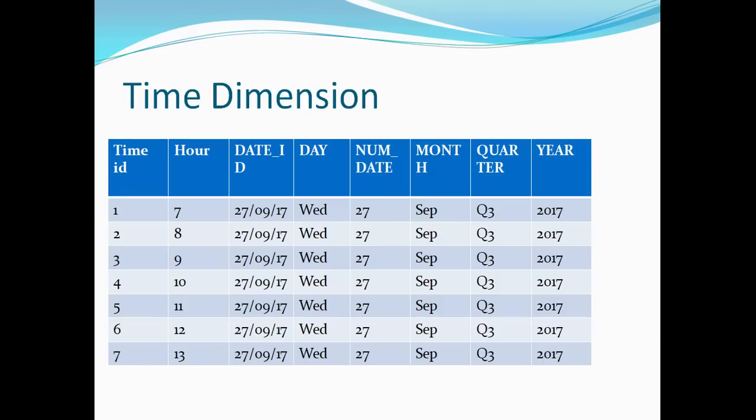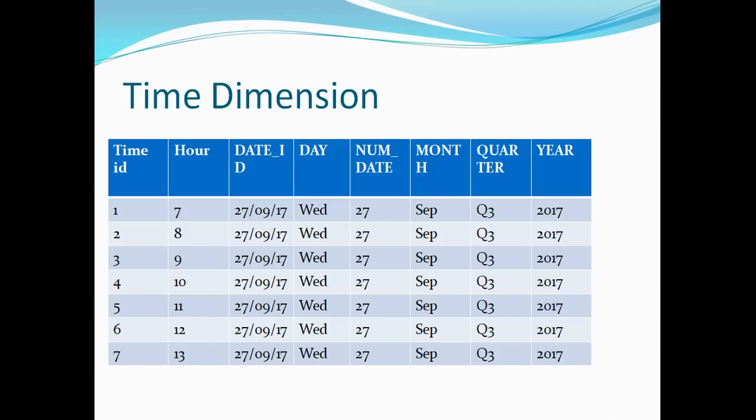For every hour in a day, we are getting a row. So for each day, we will have 24 rows with a unique ID. So the hour is 7, the date is this, and the day is Wednesday. The date is 27, the month is September, the quarter code is Q3, and the year is 2017. So we are repeating this information a lot of times. These two columns, date and day, are repeated 24 times. Same with this column, which is repeated even more. So there is a lot of redundancy.